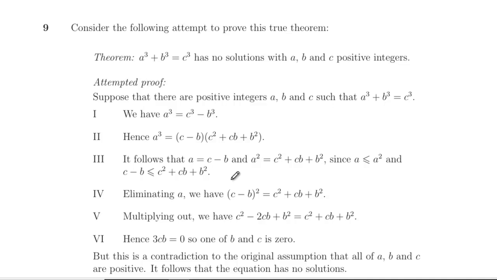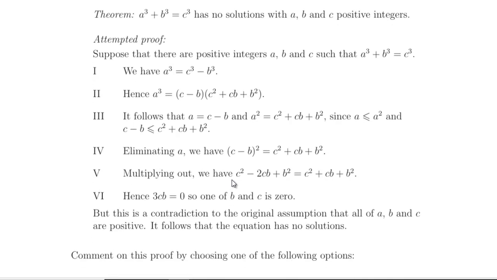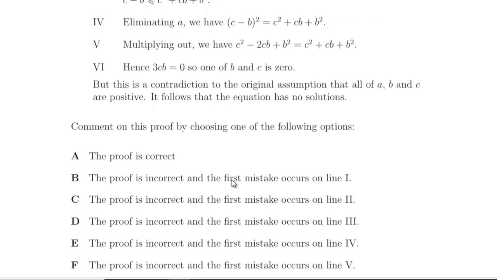9. Consider the following attempt to prove this theorem. Theorem: a cubed plus b cubed equals c cubed has no solutions with a, b, and c positive integers. Attempted proof. Suppose that there are positive integers a, b, and c. We have a cubed equals c cubed minus b cubed. I assume we're trying to find what's wrong with this. Is the proof correct?